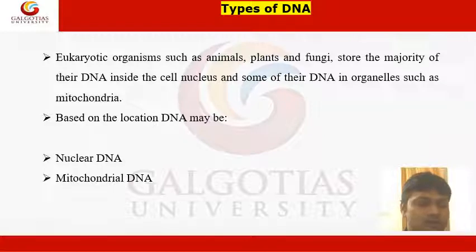Now, the types of the DNA. Eukaryotic organisms such as animals, plants, and fungi store the majority of their DNA inside their cell nucleus, known as the nuclear DNA, and some of their DNA molecules are also present in another part such as the mitochondria, known as the mitochondrial DNA. So on the basis of the locations, DNA is called the nuclear DNA and the mitochondrial DNA.